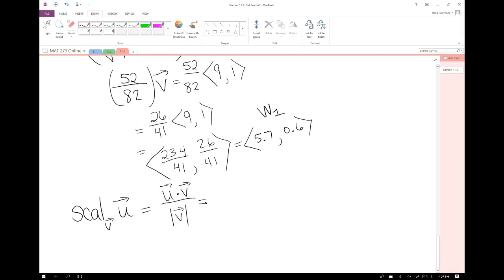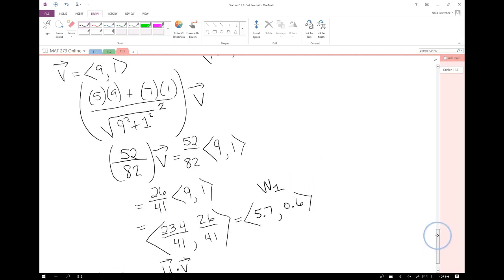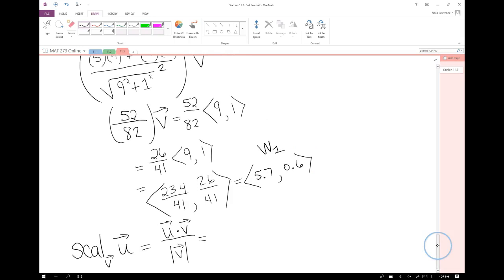We have already said that u dot v was 52. And magnitude of v we did as well, but this time we're not squaring it. So we're going to leave it as square root of 82. And if you want to, you can again change this to a decimal to get an idea of how it's matching up with our graph.